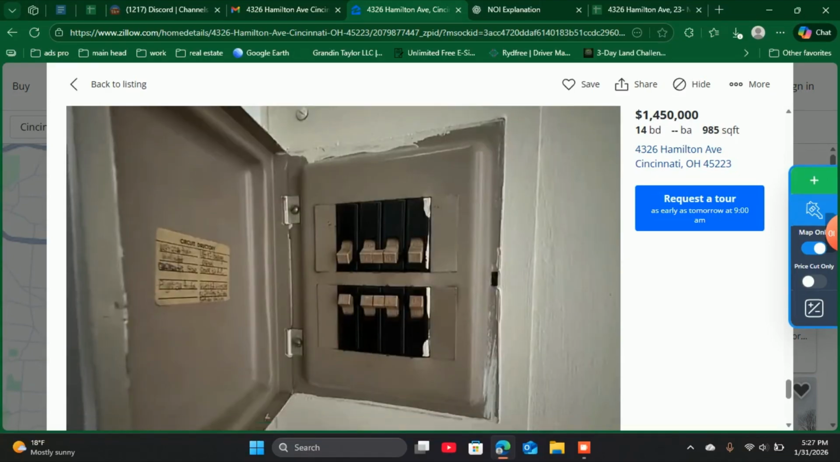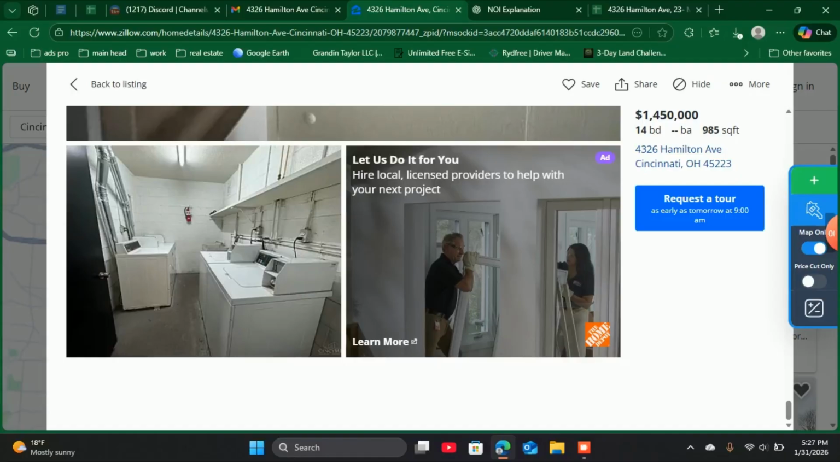As you can see, this is more information about the property. That's good. They have a washer and dryer. It looks like they have to pay for it, not the homeowner, but the tenants have to pay for it. That's additional cash.